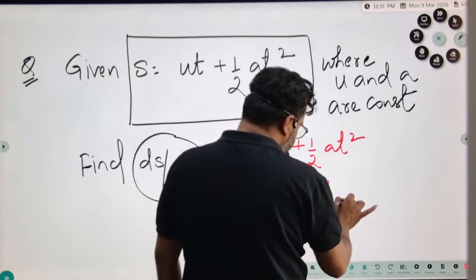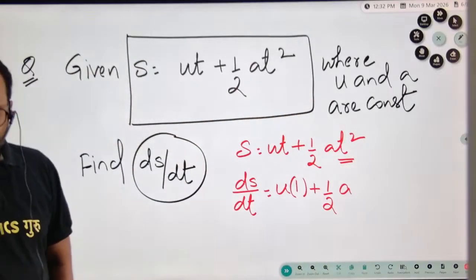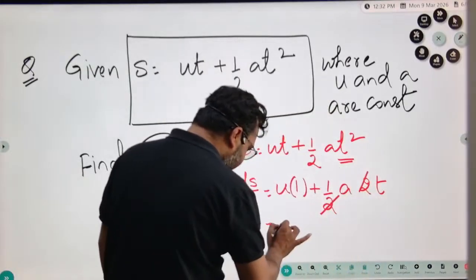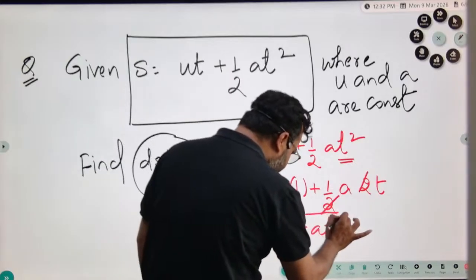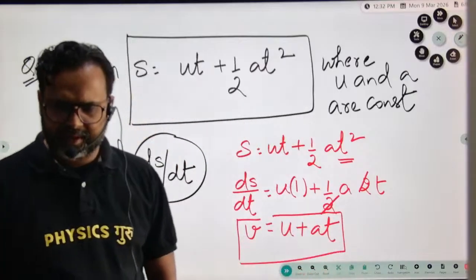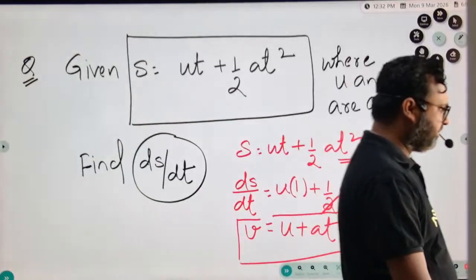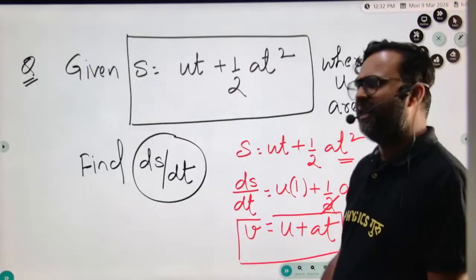So 1 by 2, a is constant, just keep it as it is. And what about the derivative of t square? 2t. This 2 gets cancelled out. So you can write it as u plus at. That is v. v is equal to u plus at. Do you agree? Yeah. v is equal to u plus at. Any doubt? No. Is the concept clear? Yeah. Okay.